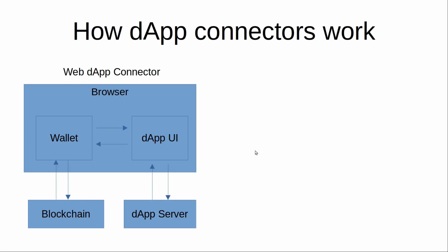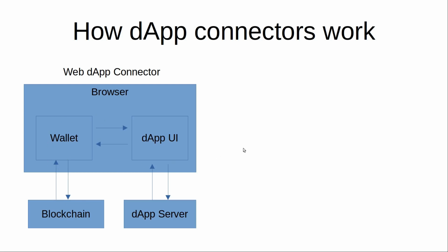And that's how the communication flow works with the web dApp connectors. The dApp UI interchanges data with the web server that hosts the dApp. The dApp UI in the browser interchanges data with the wallet, which addresses are set up, what unspent boxes are available for these addresses, and the wallet extension interchanges data with the blockchain.